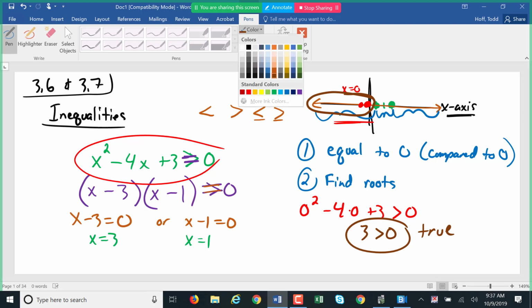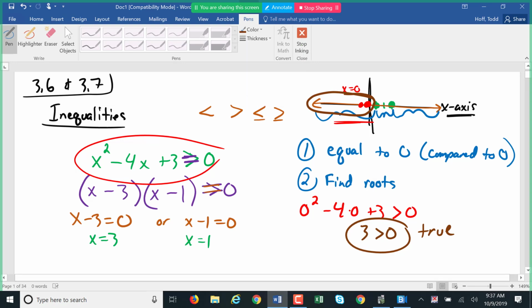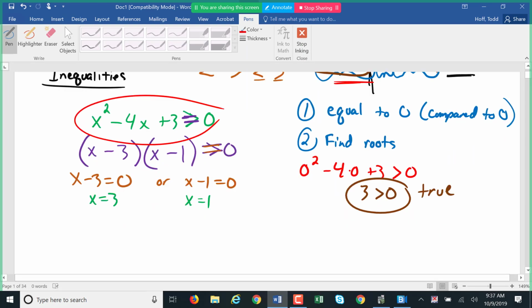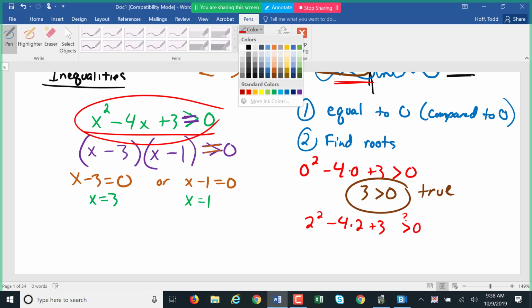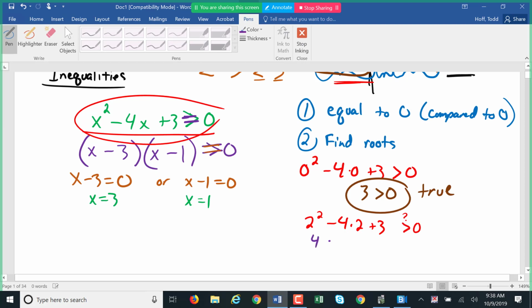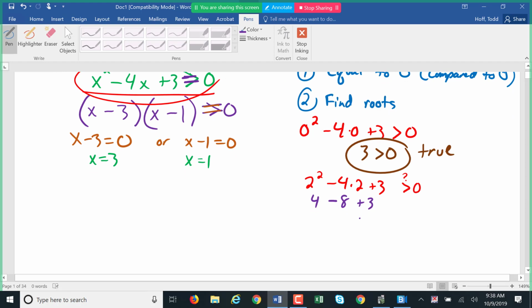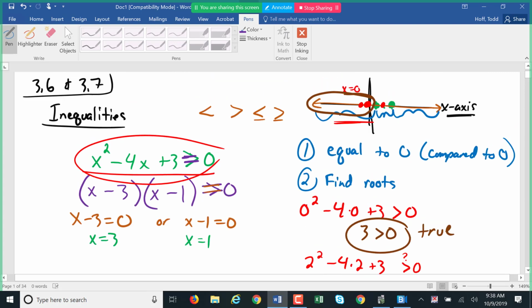For the center region between 1 and 3, the easiest value to pick is probably 2, right between the 1 and 3. So let's try x equals 2 and see what we get. 2 squared minus 4 times 2 plus 3, and we're checking to see if that is greater than 0. Well, 2 squared is 4, minus 4 times 2 is 8, plus 3. 4 minus 8 is negative 4, plus 3 is negative 1. Negative 1 is not greater than 0, so it is not true in that middle range.